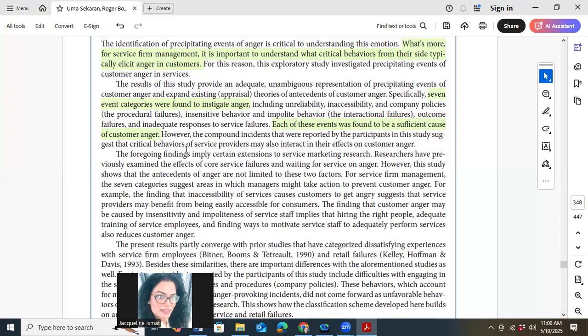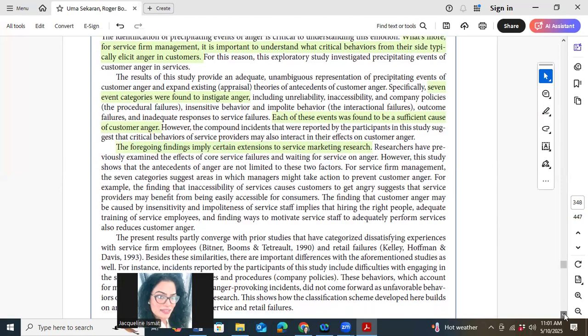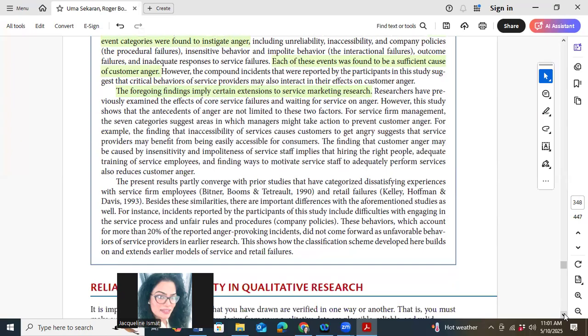The following findings imply certain extensions to service marketing research. You know, what the themes are there? Service management themes are important, and goals are important as well. Researchers have previously examined the effects of core service failures. However, this study shows how these factors are handled and implemented.